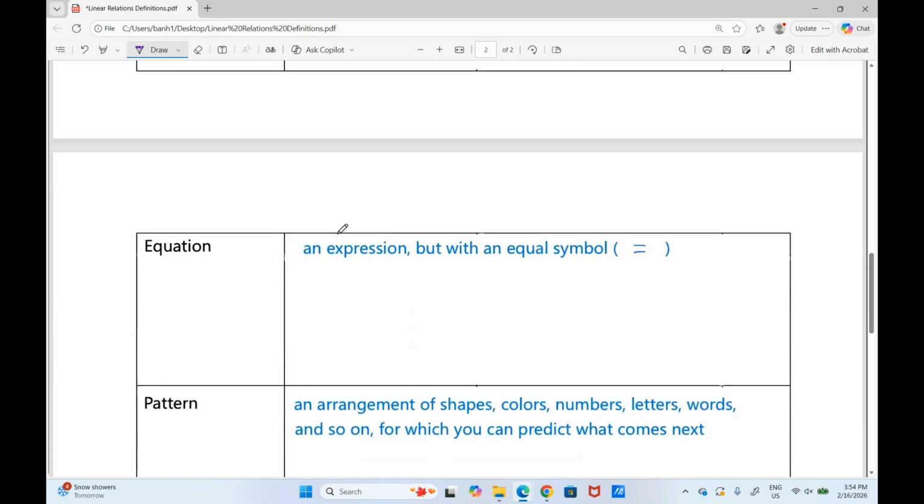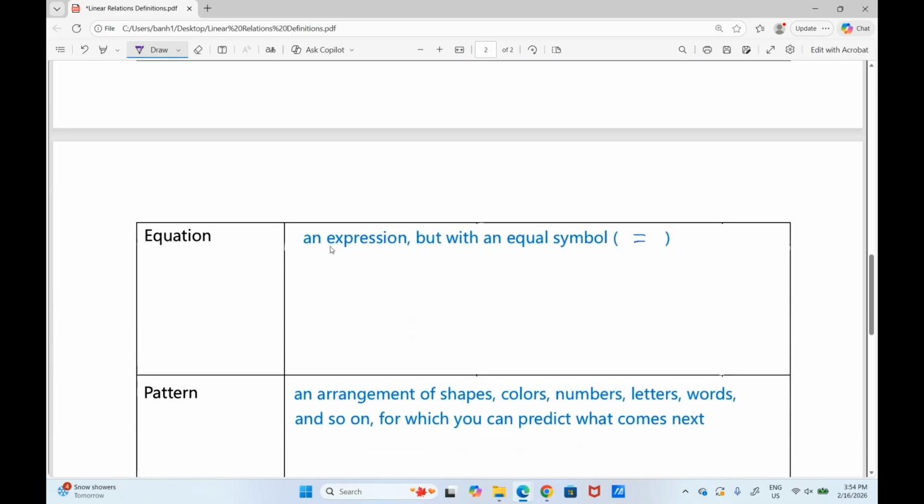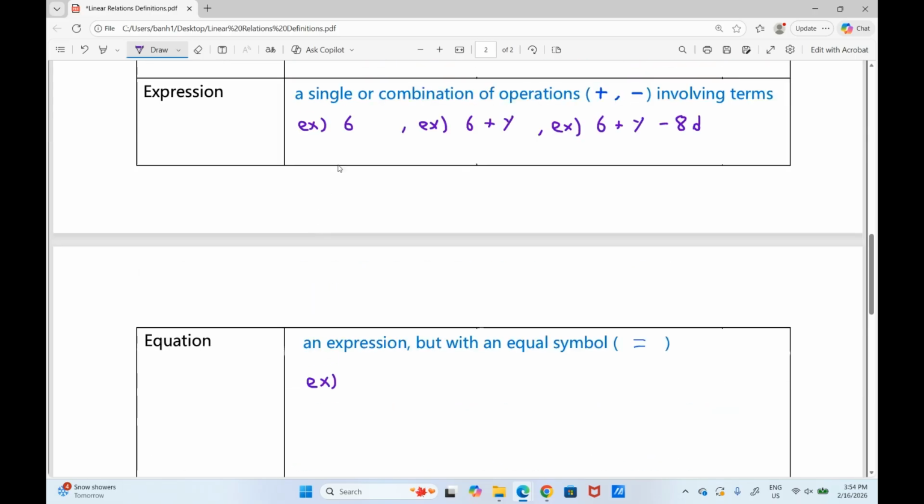Now, moving on, we're going to talk about an equation. An equation is an expression, but the only addition is it has an equal symbol. So an example that I had before was I believe I used 6 up here. So an equation could just be y equals 6. That's an equation now because I have an equal sign. Another example could be, here I had 6 plus y. So if I just put an equal symbol here, let's say I say that equals 10. That's now considered to be an equation.